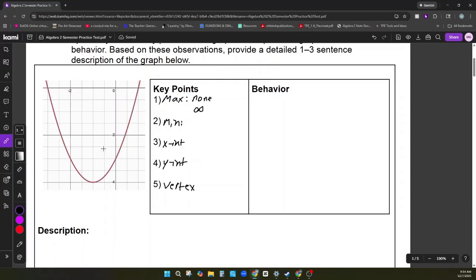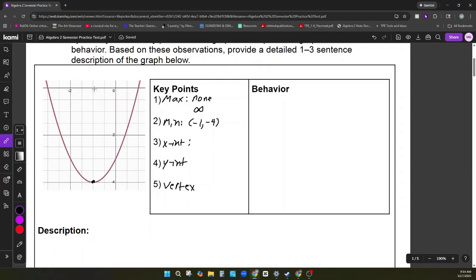Our minimum, being our lowest point, is identifiable, and that's going to be our point here. And that point is -1, -4. Again, careful with the scale. Each box is not equal to 1. Going down -1, -4. So our minimum is going to be -1, comma, -4.